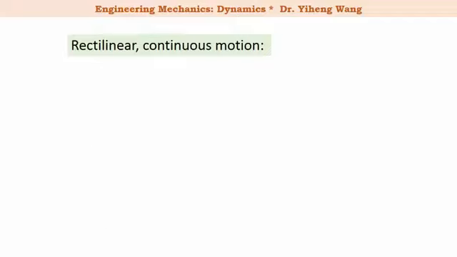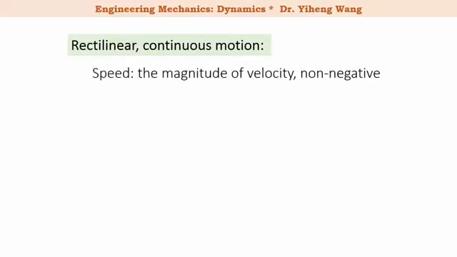Sometimes we also use the word speed, which means the magnitude of velocity, and it has no sense of direction and is always non-negative. Another scalar quantity we sometimes use is distance traveled, s_T. It is the length of the actual path traveled, and it is not the same as displacement.